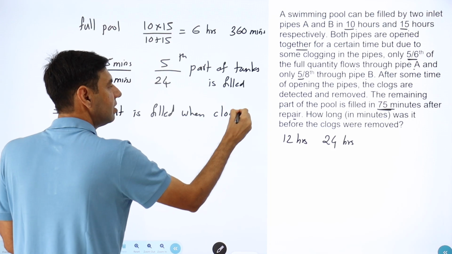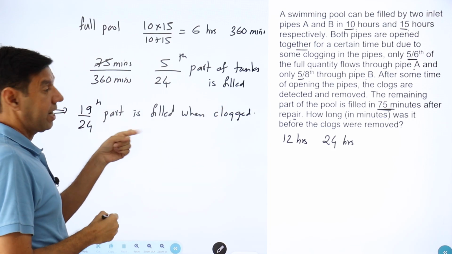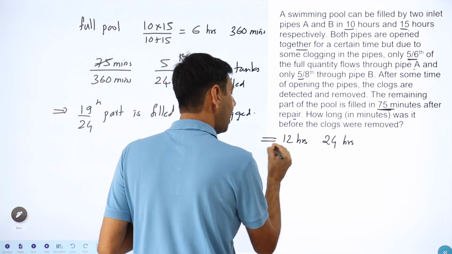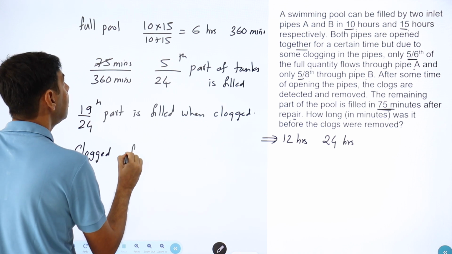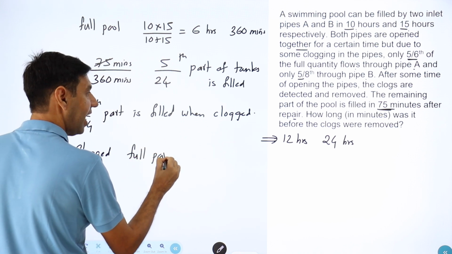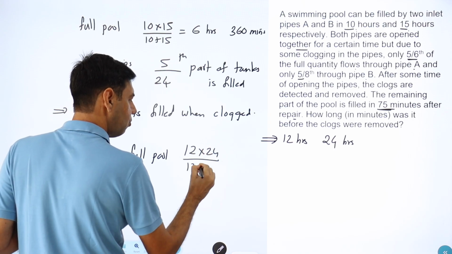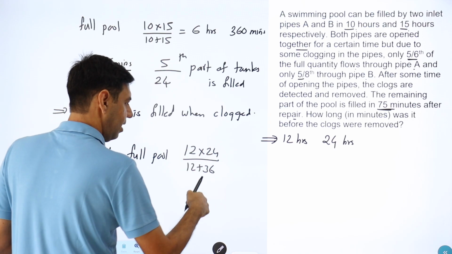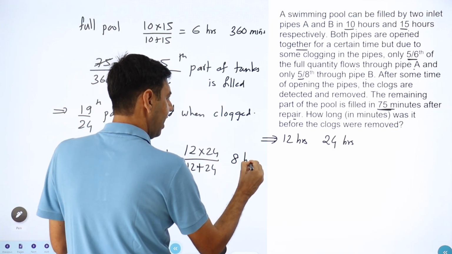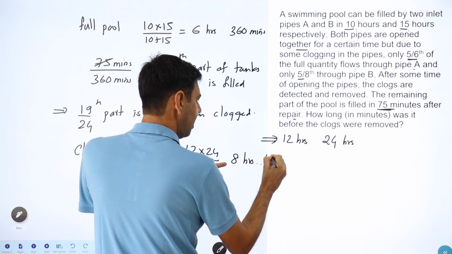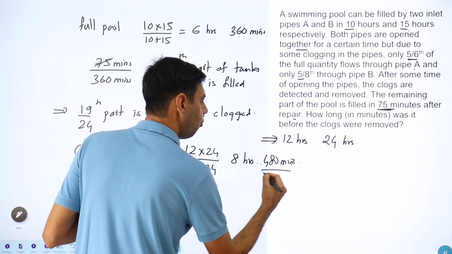When they were clogged. You don't need to write all this. I have to do this to explain, right? Okay, and when they were clogged, this is what I have. And when the pipes were clogged, could I say they would fill the full pool in how much time? In 12 into 24 over 12 plus 24, that is 36. 12 plus 24, 8 hours. 8 hours is nothing but 480 minutes. Okay, so the full pool could be filled in 480 minutes.